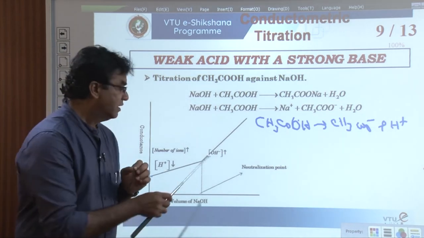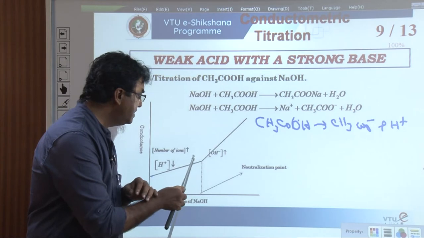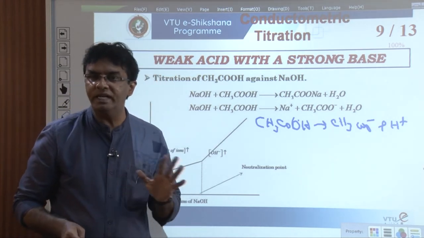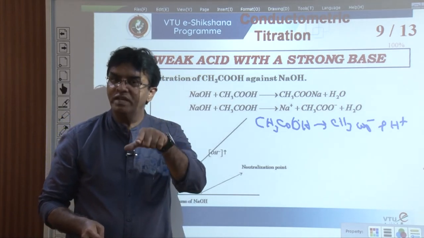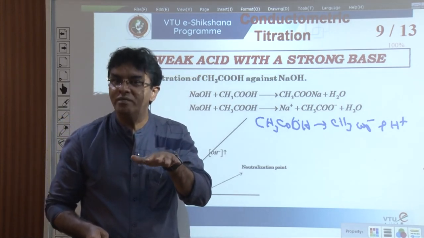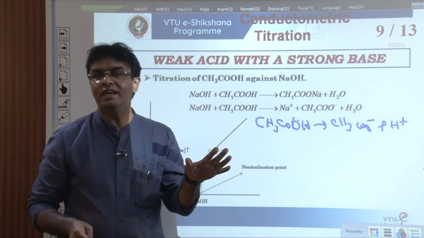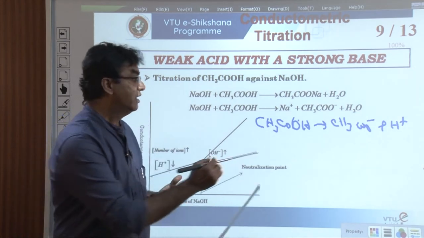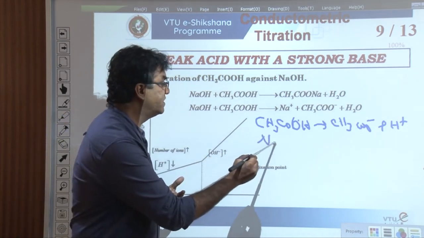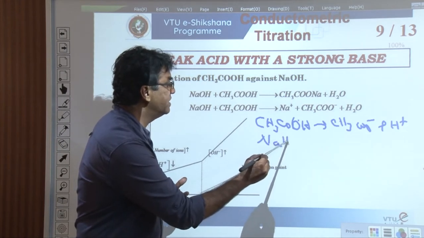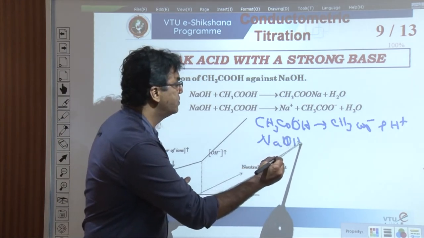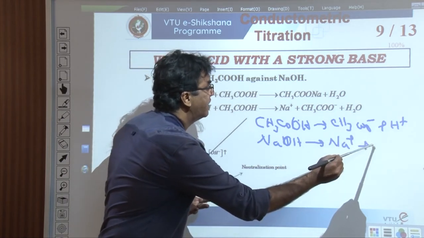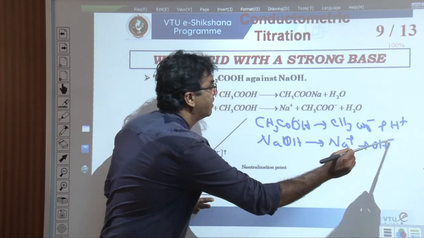Conductivity increases gradually, reaching a point where all the acetic acid is neutralized. Once all the acetic acid is neutralized, then for any further sodium hydroxide you add, there is no acetic acid left in the beaker to react with. When there is no acetic acid left, as all of you know, sodium hydroxide itself is a strong electrolyte. It ionizes, producing sodium ions and hydroxyl ions.